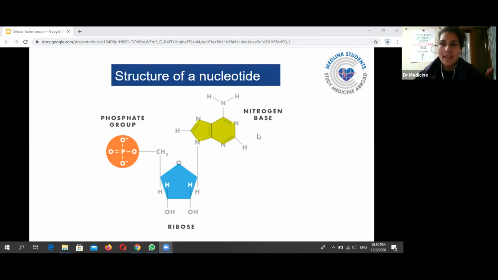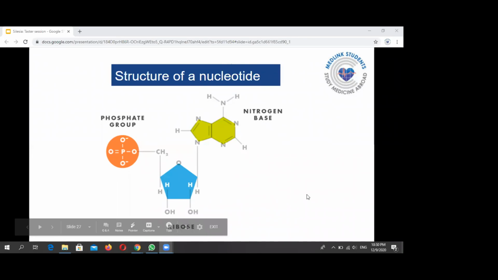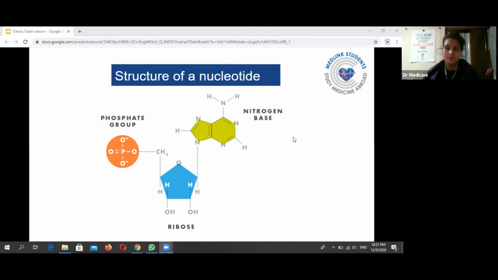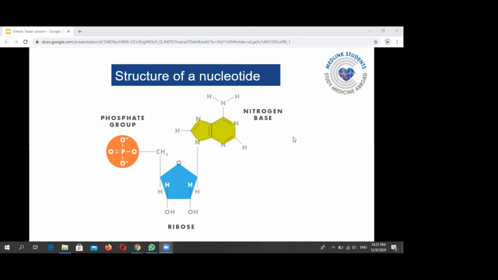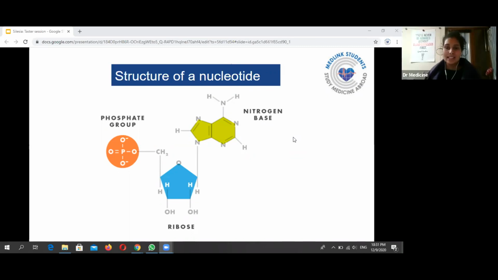Can someone tell me what base is not found in RNA? It's replaced by something else. Okay, so in RNA, thymine is not present and it's replaced by, can someone tell me? In RNA, we find uracil instead of thymine. And in the DNA, we find adenine, guanine, cytosine, and thymine.